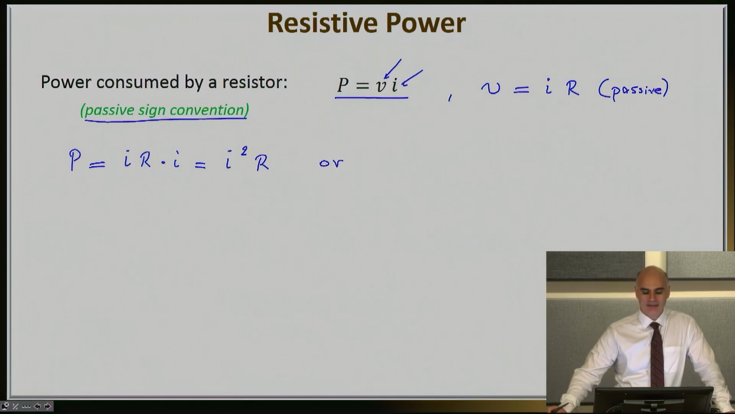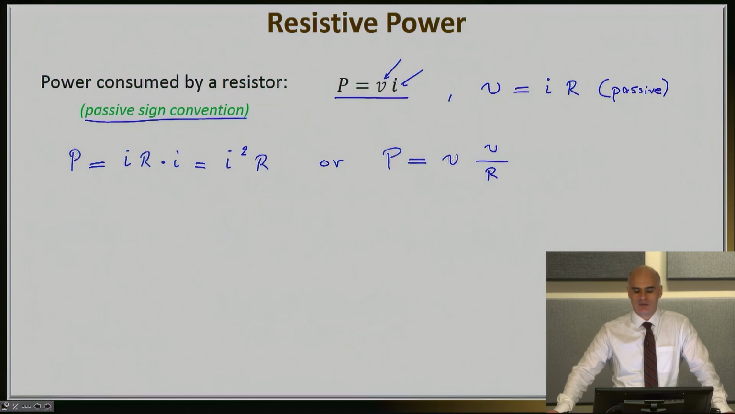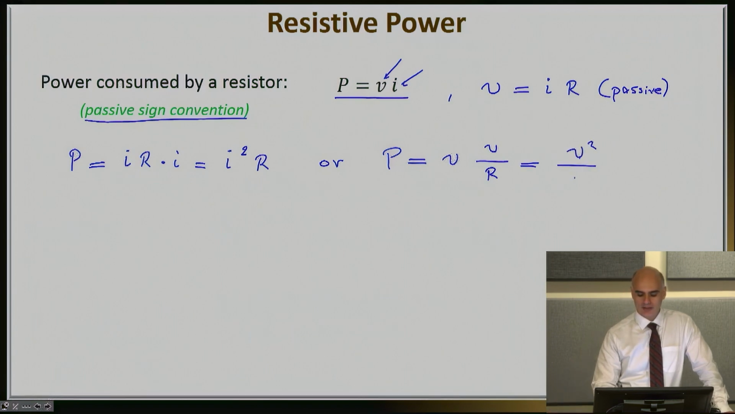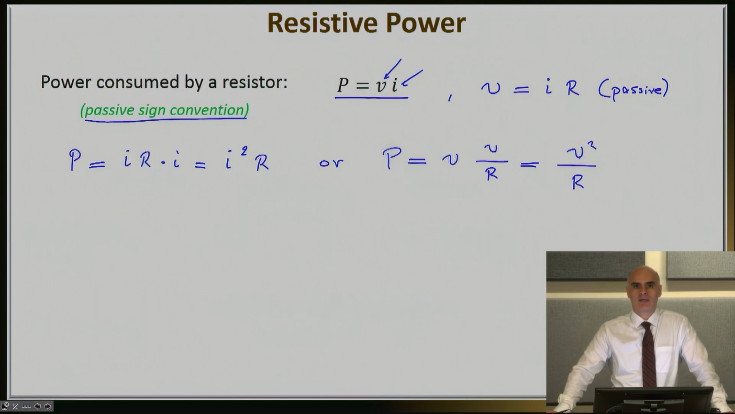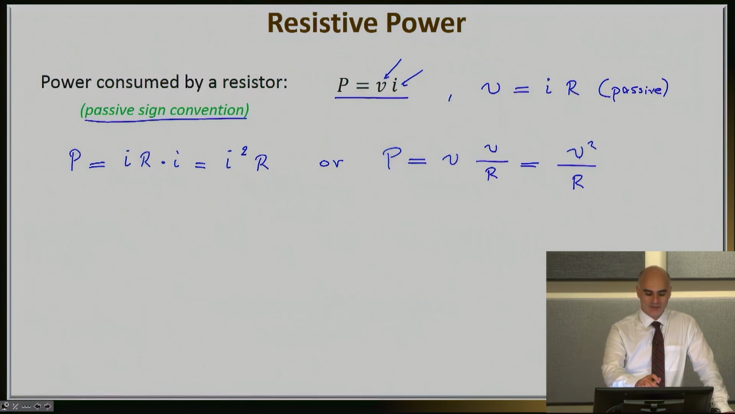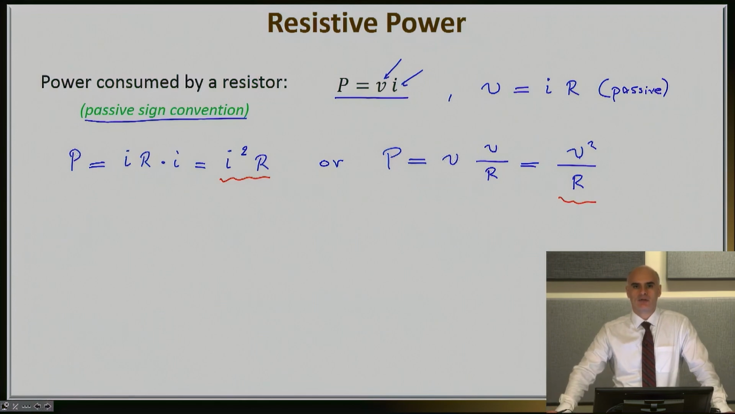Alternatively, I can replace my current in this equation, and therefore I will have that P is equal to V times V divided by R, where now this is Ohm's law for the current, and therefore I can write that this is equal to V squared divided by R. Now, both of these equations are equally good. In other words, you can equally well find the power consumed by a resistor by either squaring the current and multiplying by the resistance, or squaring the voltage and dividing by the resistance.